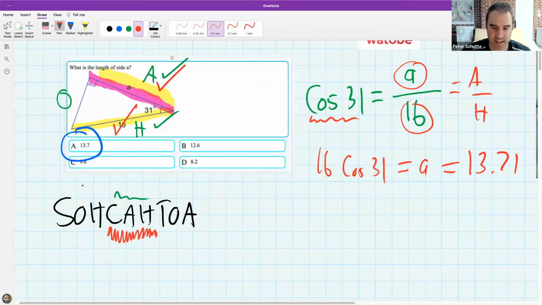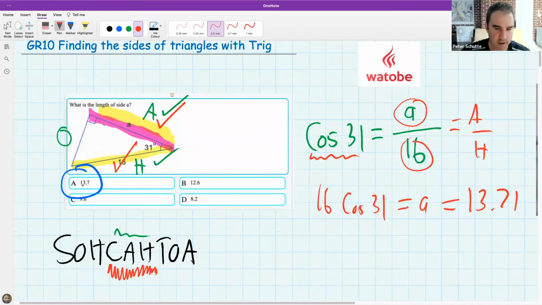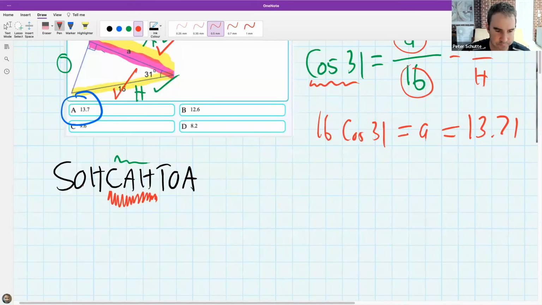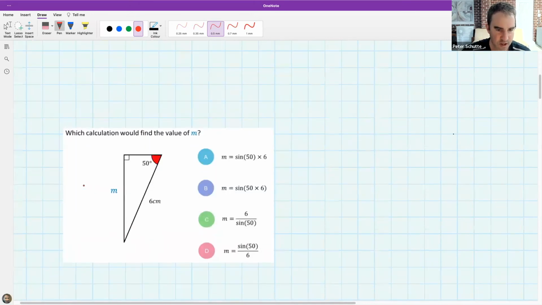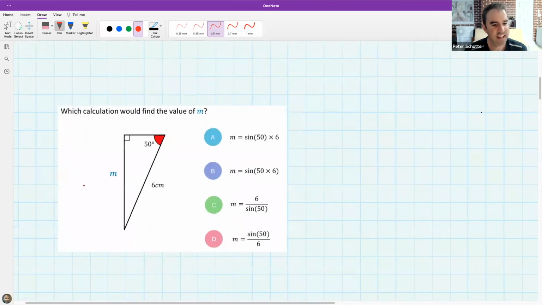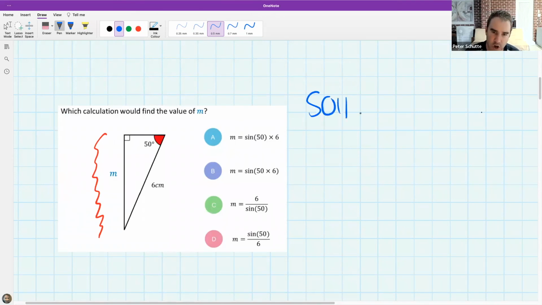If you need to, take a screenshot of this one, and we're going to try and solve this next one. This is a little bit, not harder, but it's using the same idea. You need to find the length of M over here. It's a right angle triangle, and you're given the length of one of the sides, which is the hypotenuse. You need to figure out which of these four statements make sense if you're using SOHCAHTOA to help you find that unknown side.